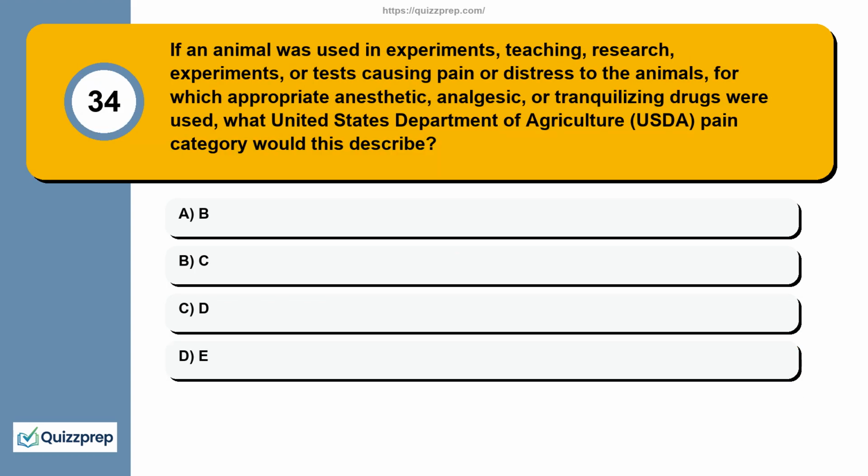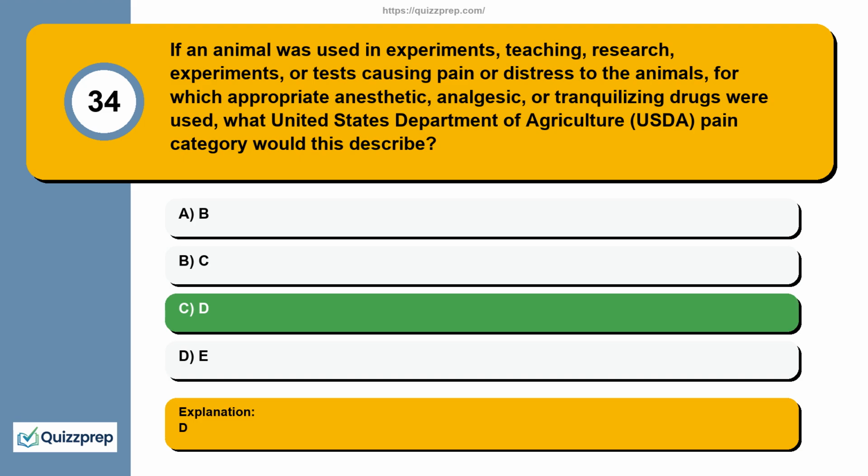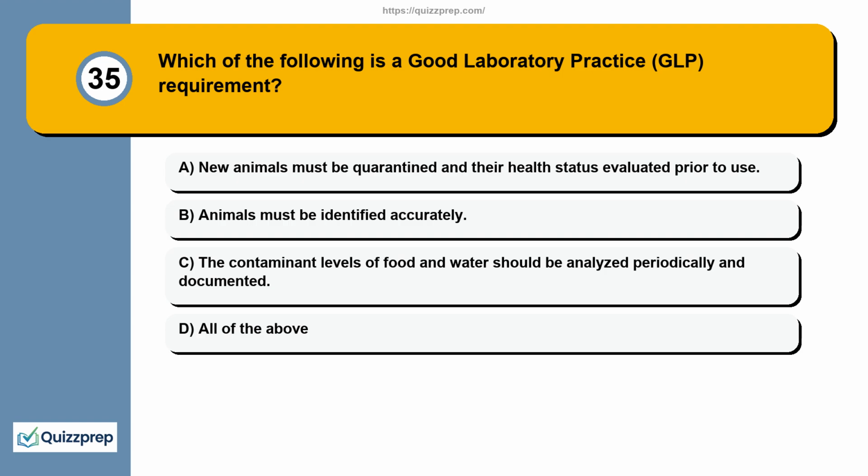Question 34. If an animal was used in experiments, teaching, research, or tests causing pain or distress to the animals, for which appropriate anesthetic, analgesic, or tranquilizing drugs were used, what United States Department of Agriculture, USDA, pain category would this describe? Option A B, Option B C, Option C D, Option D E. The correct answer is option C, D.